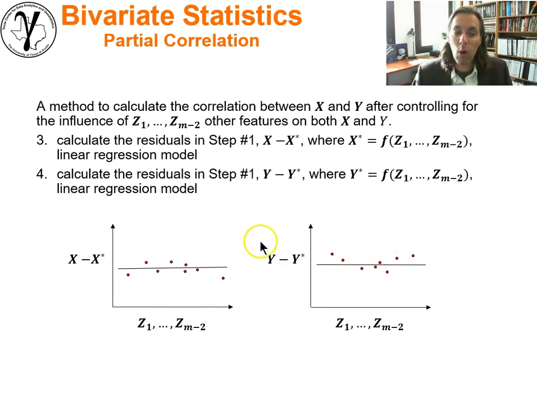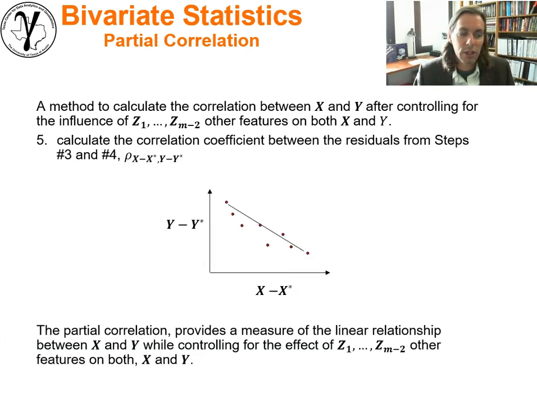We do the same thing for y. We take the prediction of y from our multilinear model given all of the z1 through m minus 2 features, and we get a residual. Now you notice this is a residual now, so it's going to probably be, you hope, if it's unbiased, centered on 0, and you will have negative and positive values for the residual. Now what do you do next?